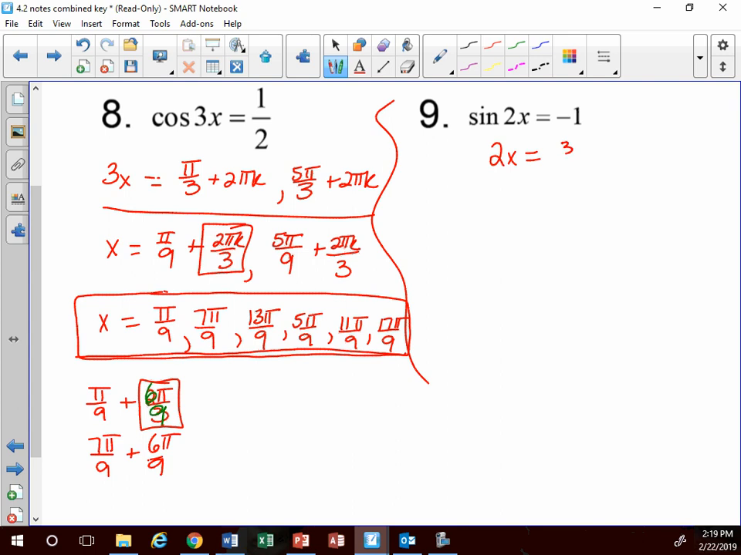Only at 3 pi over 2, right? Okay. So then I divide everything by 2. I have 3 pi over 4 plus pi k, right? So actual answers: 3 pi over 4 is one of them. And I add pi to that, so what do I get? You get 4 pi over 4, 7 pi over 4. You need a common denominator. Right now it's pi over 1.